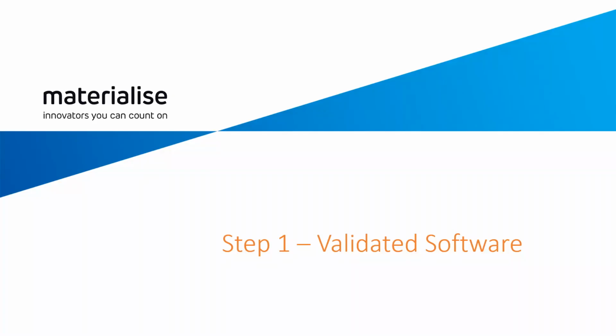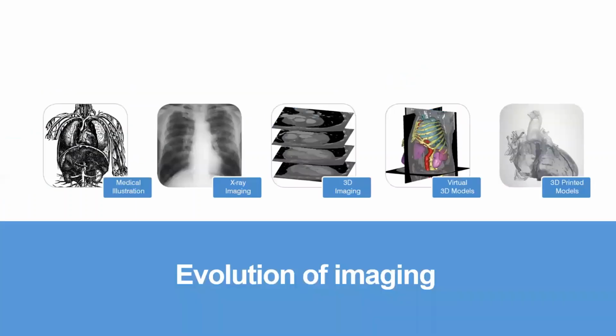So I see there being 3 steps to a point of care facility that hospitals can look to attain, and I just thought I'd go through those steps briefly. Really, the first step is using validated software for surgical planning and creating virtual models. Your second one is producing 3D printed surgical guides and models in-house. And then your third step is 3D printing patient-specific devices.